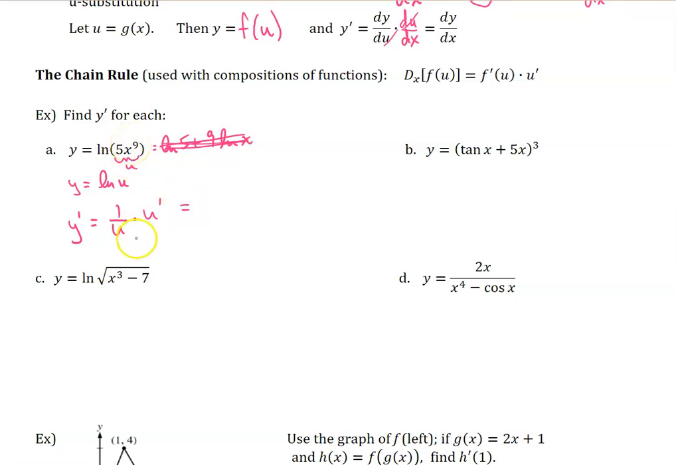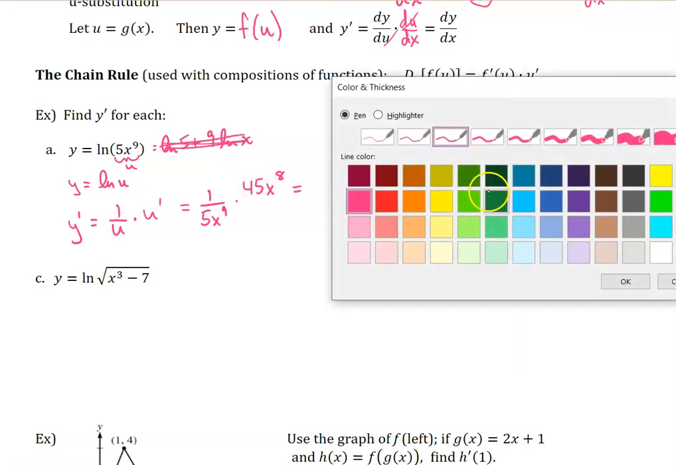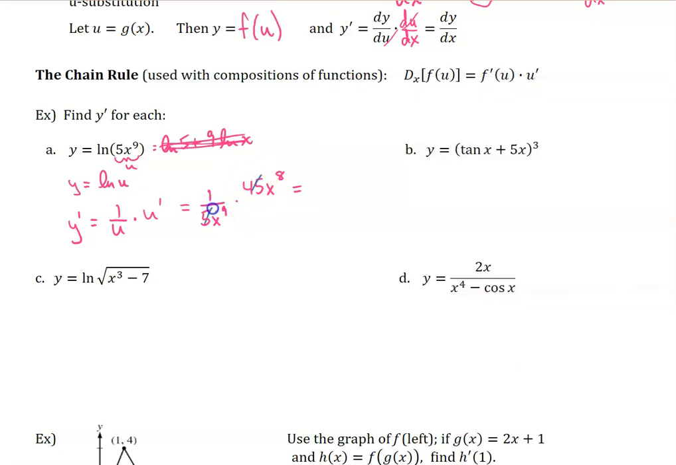Okay, now we don't leave our answer in terms of u. We have to go back to being in terms of the same variable that we start with, in this case x. So this is going to be 1 over, and then u was 5x to the 9th, times the derivative of 5x to the 9th, which is 45x to the 8th. Okay, in this case, the 45 and the 5 reduce to a 9, and x to the 8th is gone. So we end up with 9 over x, which is the same thing we would have gotten using the log properties, okay? But here we used the chain rule. All right, if you're ready to try it, go ahead and pause the video and try the next ones.